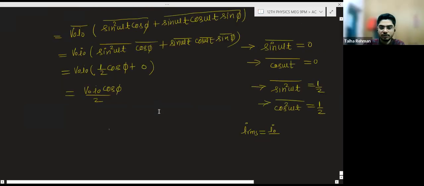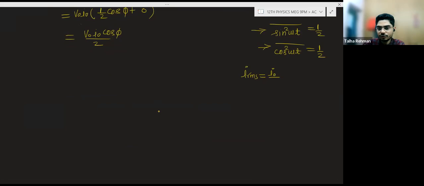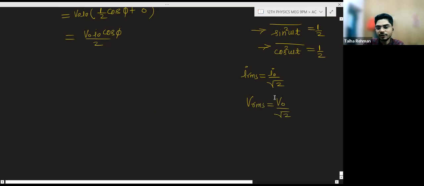Okay, so I have told you, IRMS means the root mean square value of the current. IRMS is equal to I naught by root 2, and VRMS can be written as V naught by root 2. Acha, what is I naught and V naught? Avaz, what is I naught and V naught?